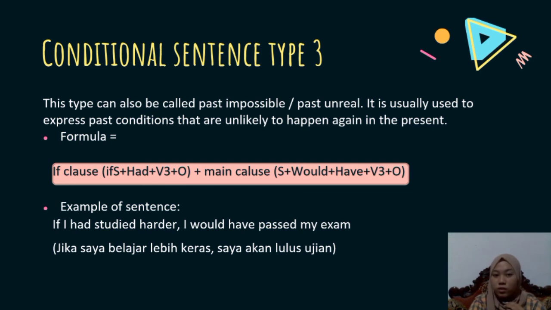If clause include if plus subject plus had plus verb 3 plus object, and then the main clause include subject plus would plus have plus verb 3 plus object. And this is example of sentence. If I had studied harder, I would have passed my exam. So this means that the person used to be lazy to study, so now he does not pass the exam.